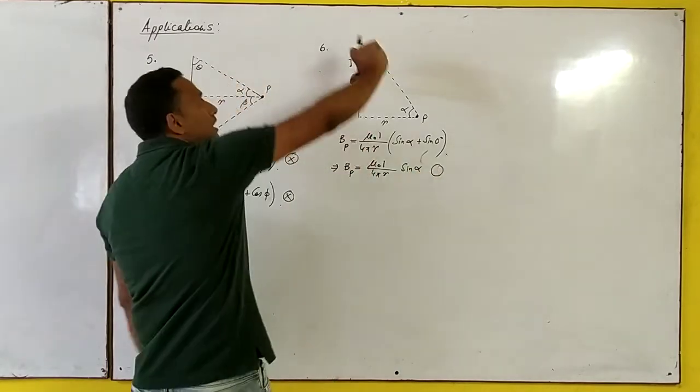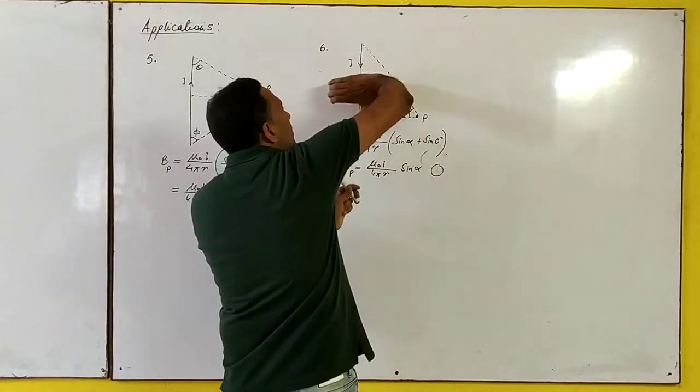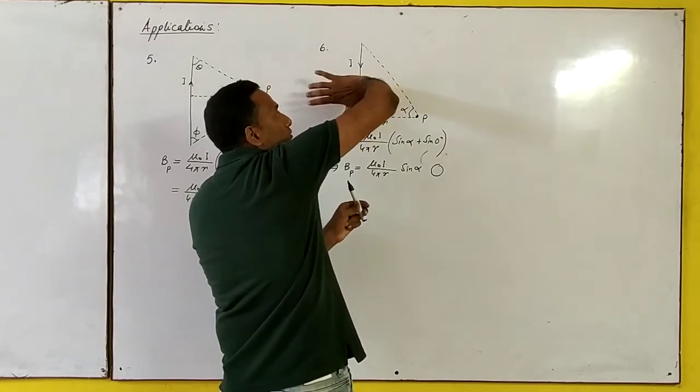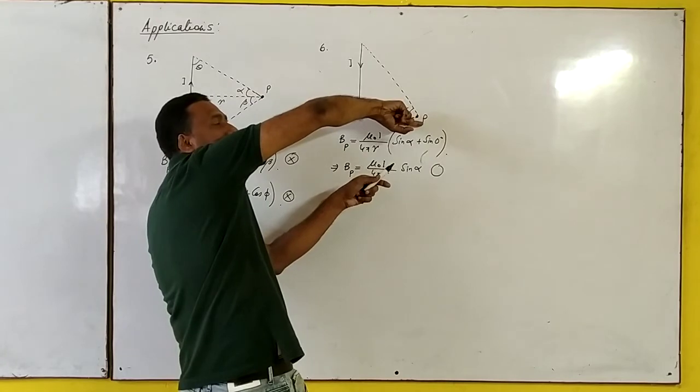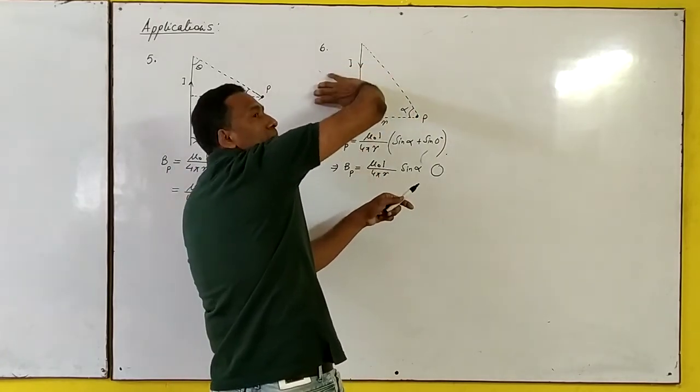Direction is given by your forefinger along the direction of current flow. On this side it would have been going into the cross, but on the other side it will be coming out, because you have the point here. You are finding the magnetic field here. So on this side it will have been perpendicular to it.